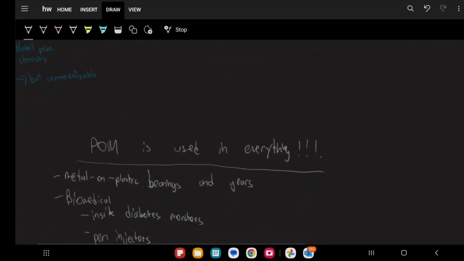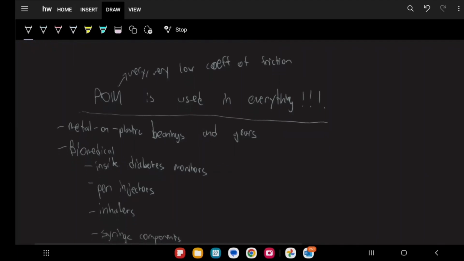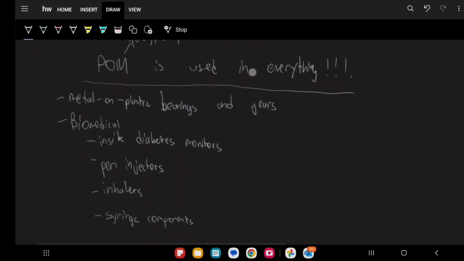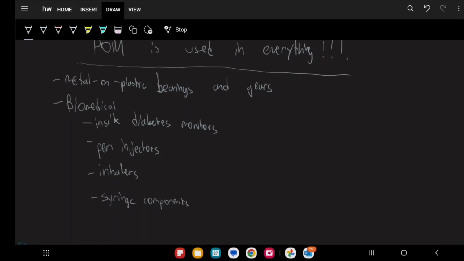It's used in everything. Characteristically, it has a very, very low coefficient of friction, making it very slippery. It's used on a lot of metal on plastic bearings and gears. So pretty much anything you can think of that uses either of those things, bearings or gears, with metal or plastic, uses POM. And interestingly, it's also used in biomedical contexts, inside diabetes monitors, inside pen injectors, inhaler, syringe components.